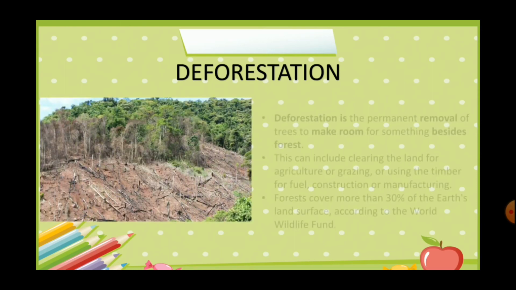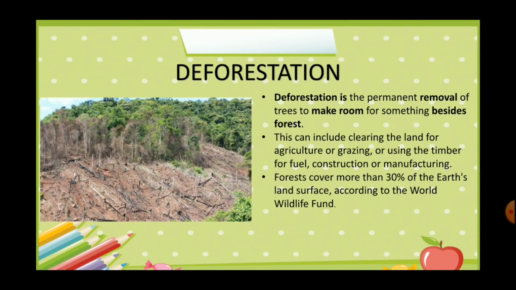Deforestation. Already I told you that forest is a habitat for a variety of organisms, and we have lost a variety of organisms due to deforestation. Now in this topic I will explain what the causes and effects of deforestation are. You know that deforestation is the permanent removal of trees to make room for something besides the forest, and the reasons for this can include clearing the land for agriculture or grazing, or using the timber for fuel, construction, or manufacturing.